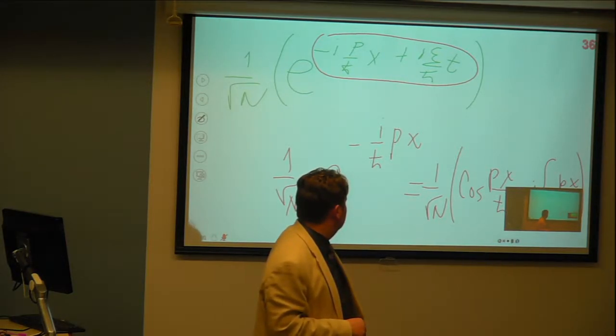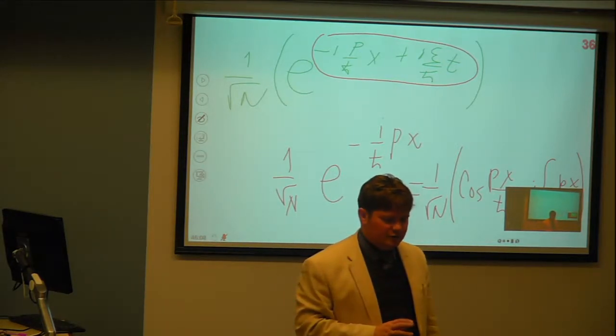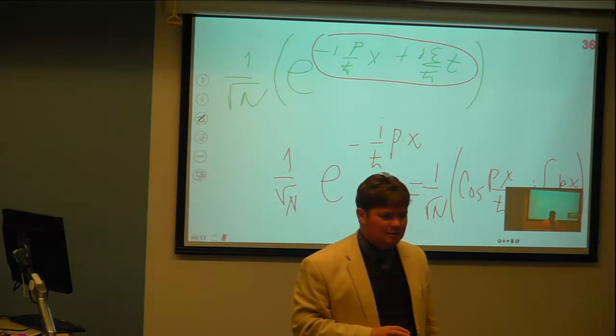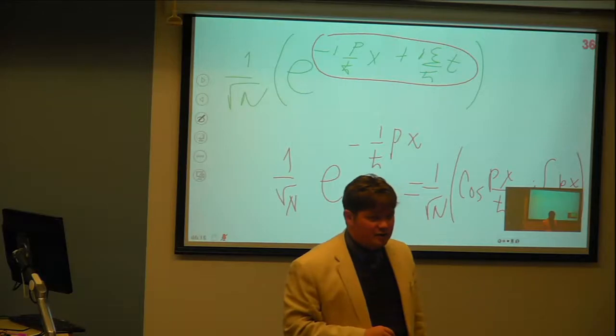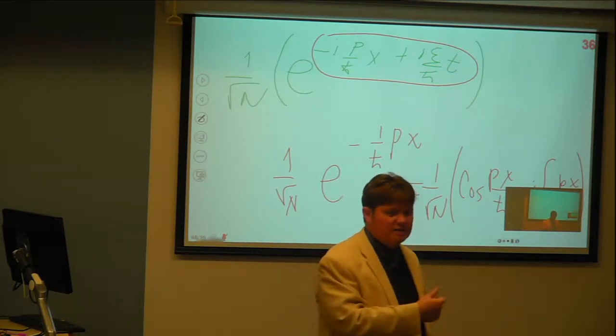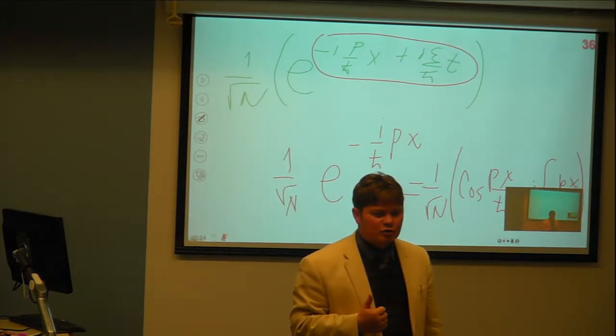So when it says cosine px over h bar, is it plus or minus i again? I understand your question. I understand where it comes from. Why? Because momentum can be oriented left or right. So it's a question of convention. We can agree on one.